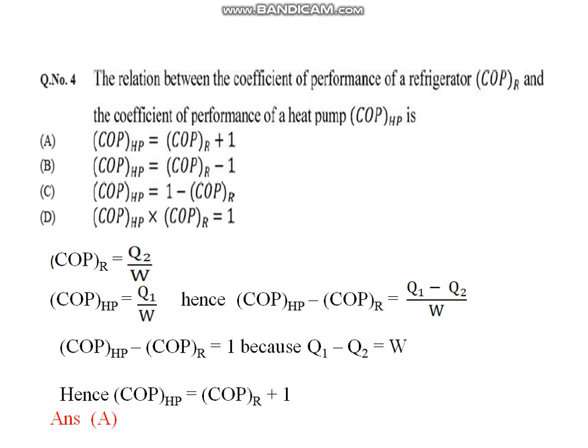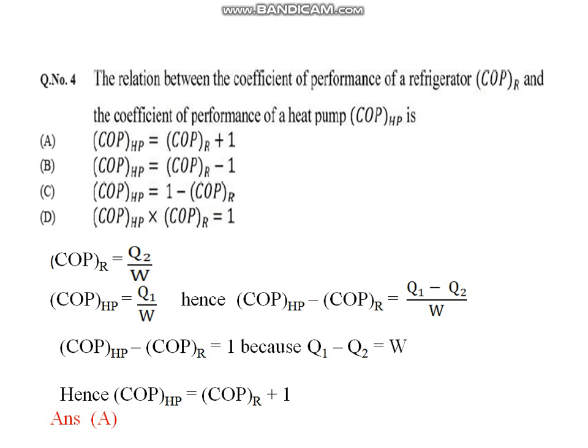Question number 4. The relation between the coefficient of performance of a refrigerator, COP R, and the coefficient of performance of a heat pump, COP HP, is... So you know guys, COP R equal to Q2 by W and COP of HP equal to Q1 by W, where Q1 is the heat supplied, Q2 is the heat rejected by the system, and W is the work done.